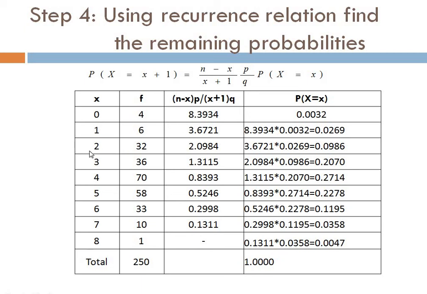Similarly, probability of x equal to 2 can be obtained by multiplying this and this. And rest of the entries we can obtain in the same fashion. Make sure that total probability is 1.